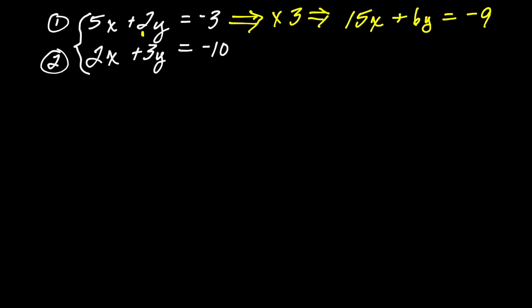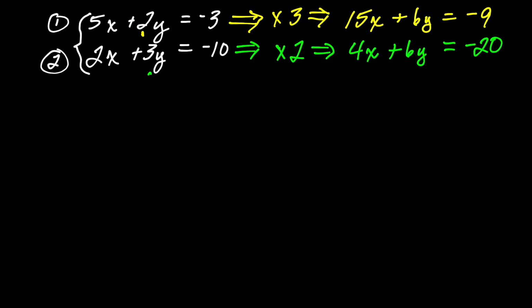Now, equation number 2. I wanted to make this into a 6y. So making a 6y by multiplying by 2. So multiply that guy by 2. So the whole equation becomes 4x plus 6y equals, negative 10 times 2 is negative 20.